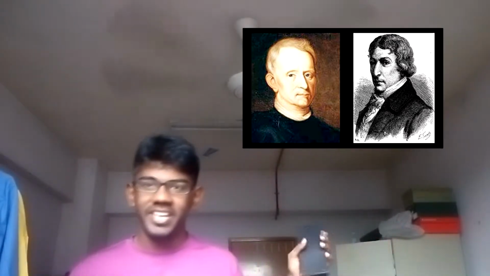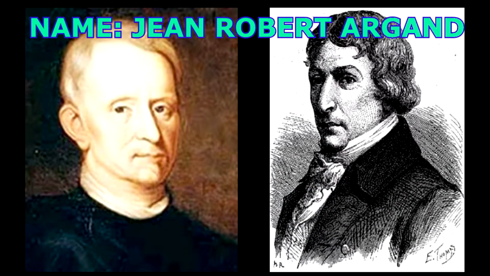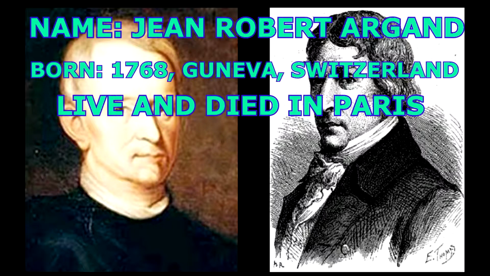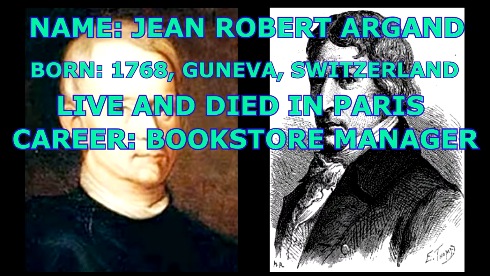That's his picture, okay? Jean Robert Argand was born in Geneva, Switzerland in 1768 and lived and passed away in Paris in 1822. He was a bookstore manager, not a mathematician, but he pursued mathematics as his hobby. He is also known for introducing the Argand diagram, which is a graphical representation of complex numbers, and also a proof of the fundamental theorem of algebra.